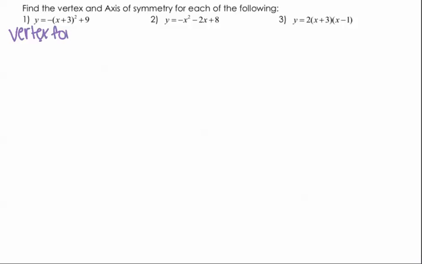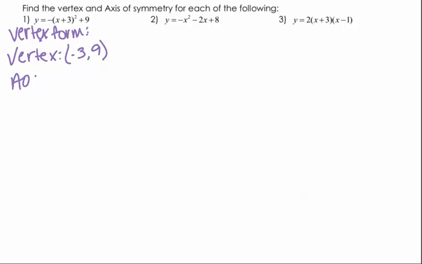So vertex form is, I think, the easiest because you don't have to do a whole lot of work. You immediately find your vertex. So my vertex, we're going to take from the equation. So I see that x plus 3 squared plus 9. So x plus 3 means that my x-coordinate is going to be negative 3 because remember it's the opposite. And then the y-coordinate is exactly what's there. So the vertex is negative 3, 9.